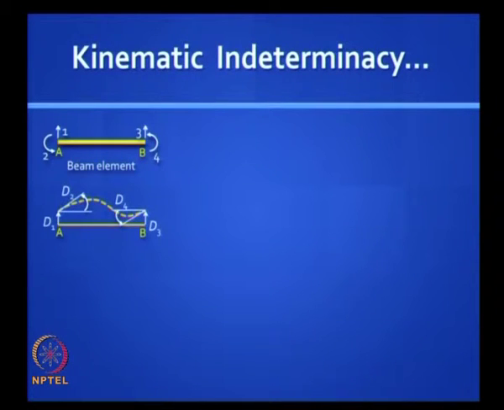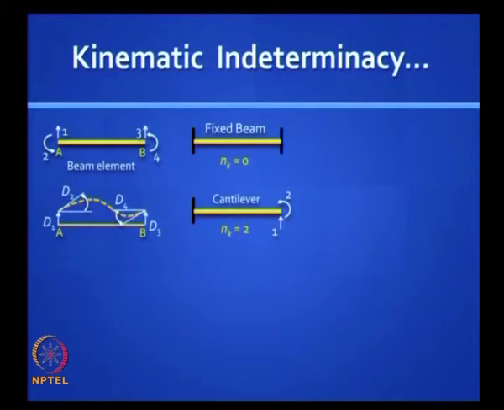We also discussed that unlike truss elements, beam elements also have rotations in addition to translations. So you have 4 degrees of freedom for a beam element. The primary structure or the kinematically determinate structure would be one in which all those 4 displacements are arrested, which is what you get in a fixed beam with both ends fixed.